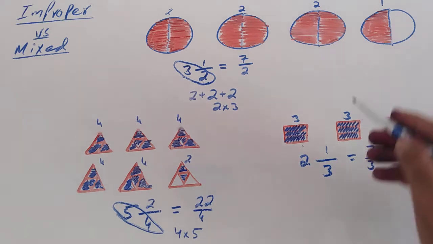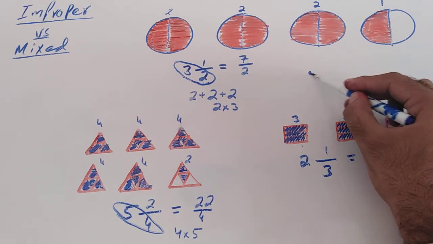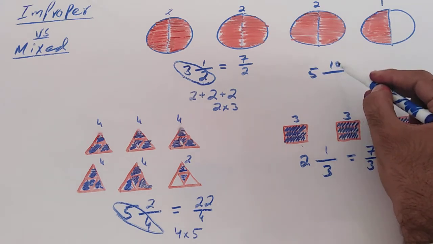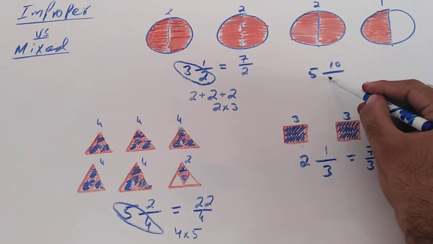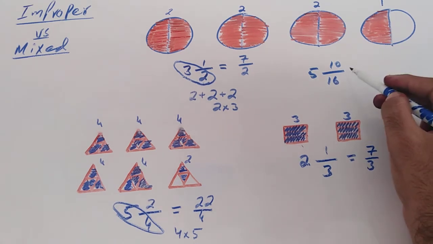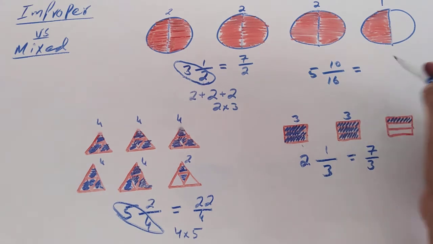So let's say if you have a mixed number, let's say there are 5 wholes and 10 parts are shaded out of, for example, 16. Okay, I just wrote a random number. So of course that's hard for you to draw 16 pieces in a whole.